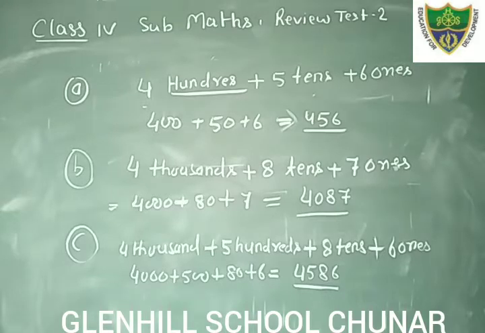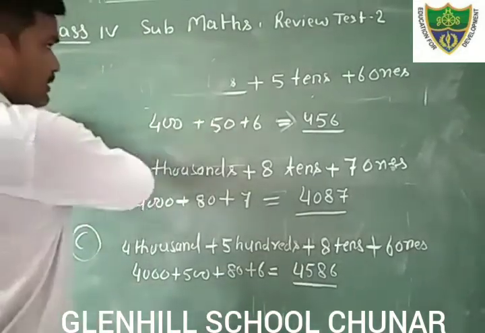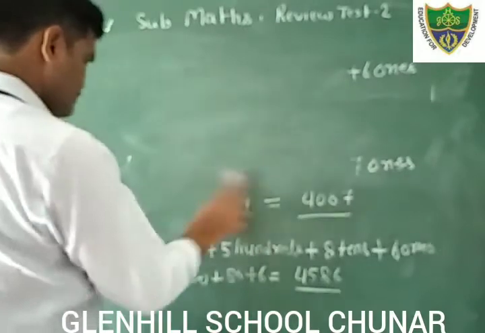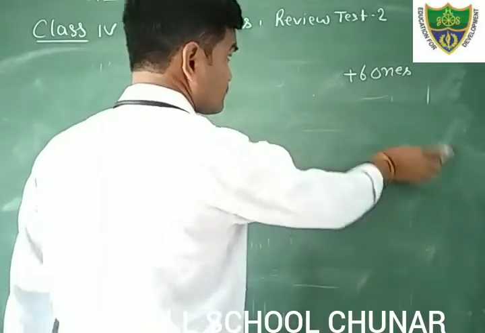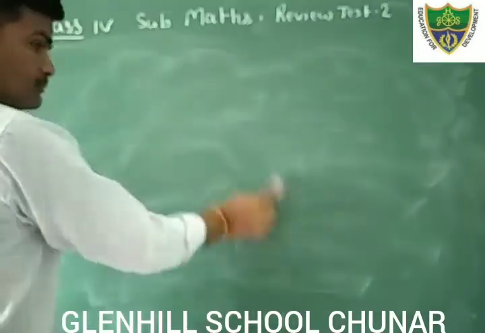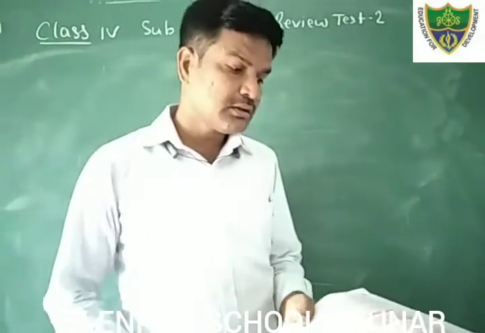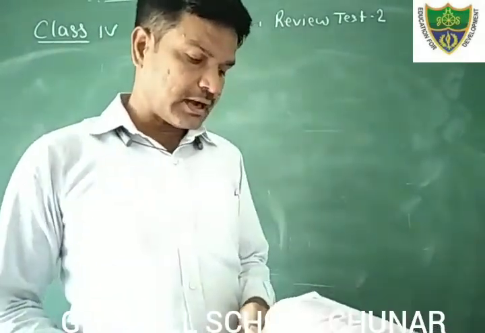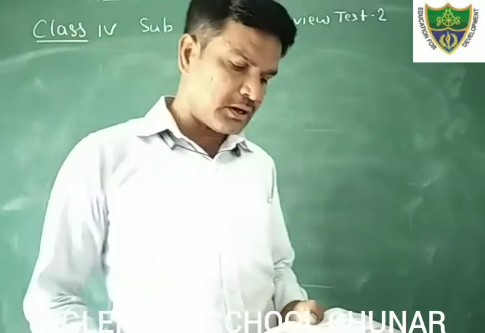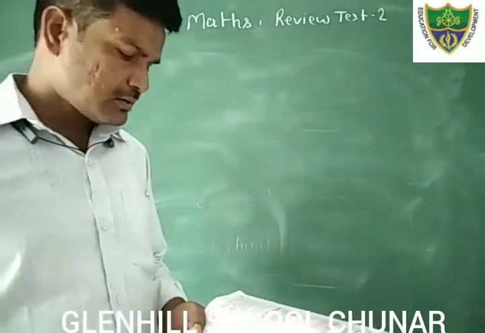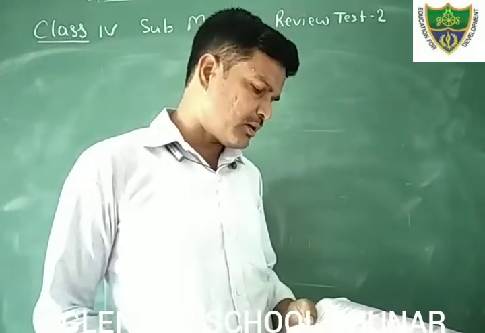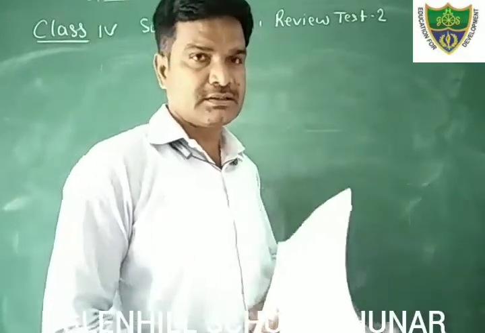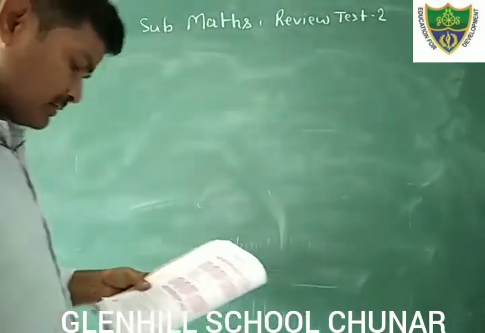Okay. Now we come to question number 3. First you read question number 3. In question number 3, it is given: write the number 3 crore 25 lakh 75,915 in figures, then write the face value and place value of each of its digits. Right?